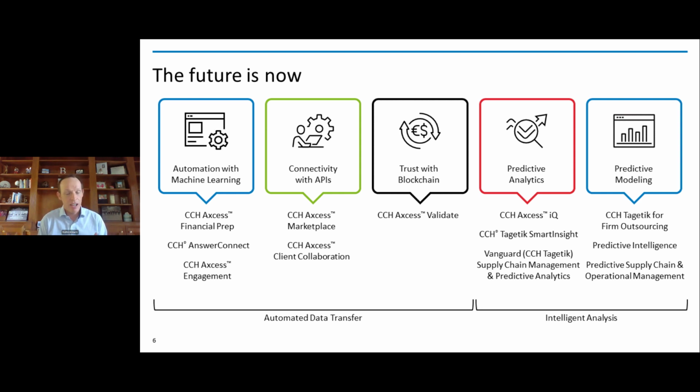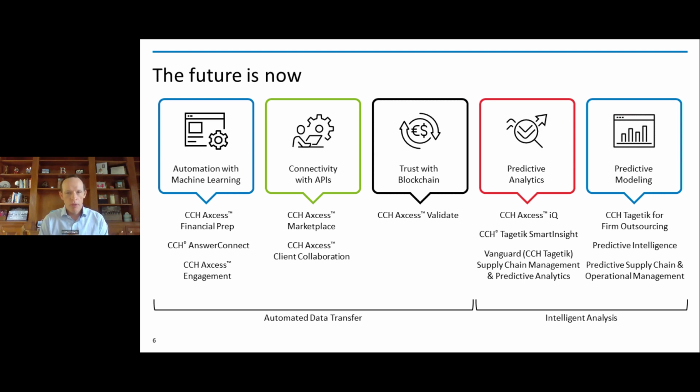CCH Axcess Client Collaboration, an application in my portfolio. What we're allowing there is to be able to connect directly to financial institutions so that you can pull data down directly from those financial institutions instead of having to take a paper copy of a 1099, being able to pull that in, scan that in, and then digitize it again all over again, going directly to the financial source.